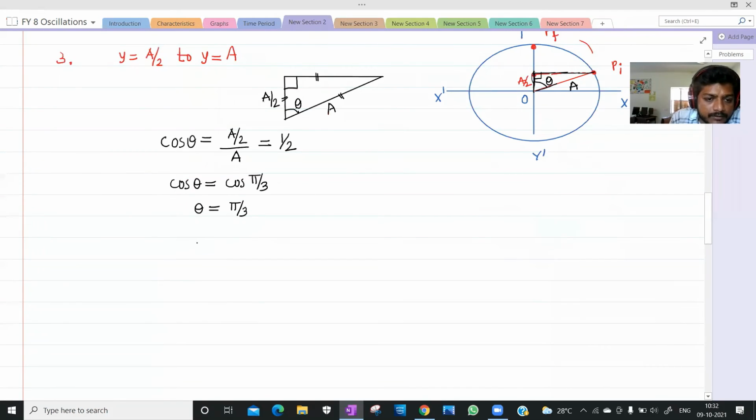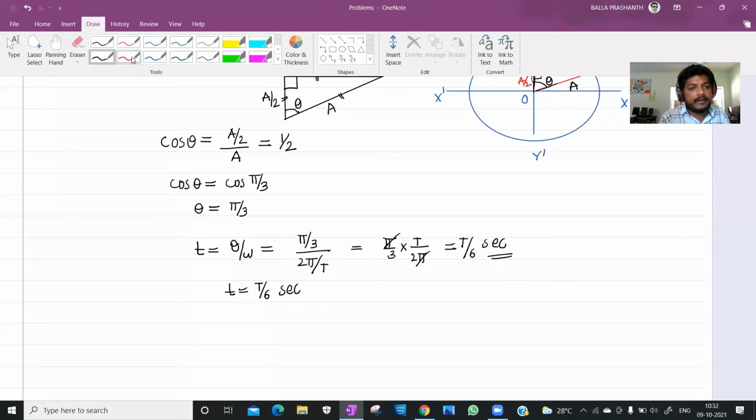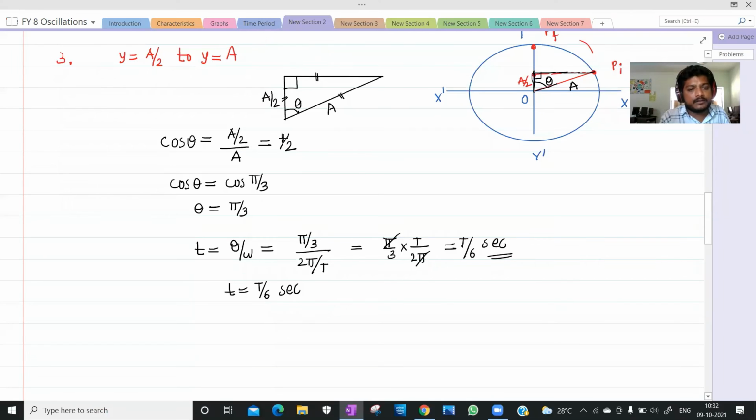Theta equals omega t, so t equals theta by omega, which is pi by 3 divided by 2 pi by T. Pi cancels, leaving T by 6. The answer is T by 6 seconds. The time taken is T by 6 seconds. Okay, is it fine? Yes, sir, fine, sir.